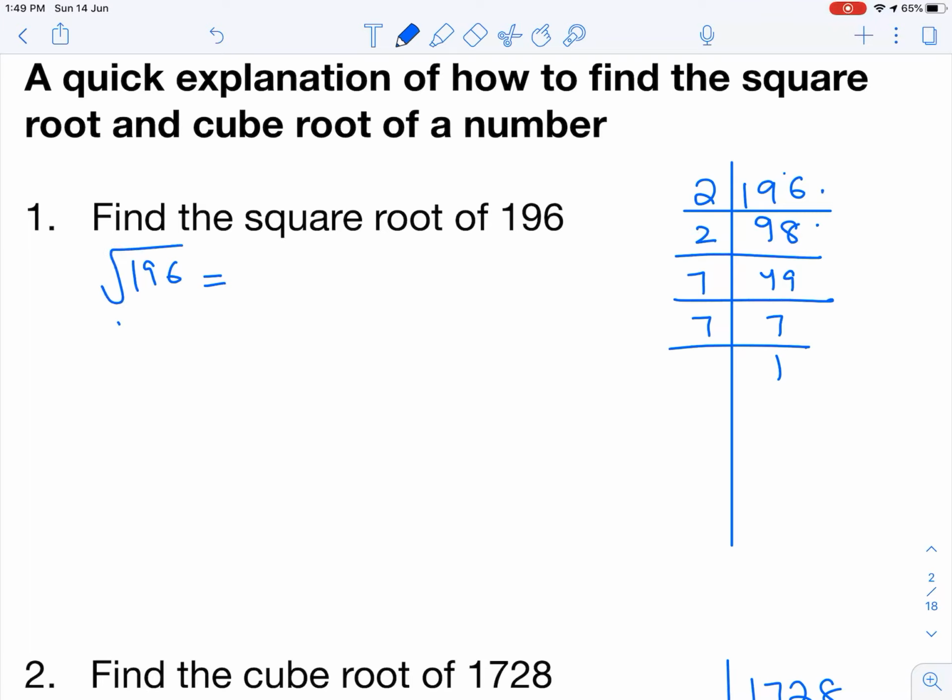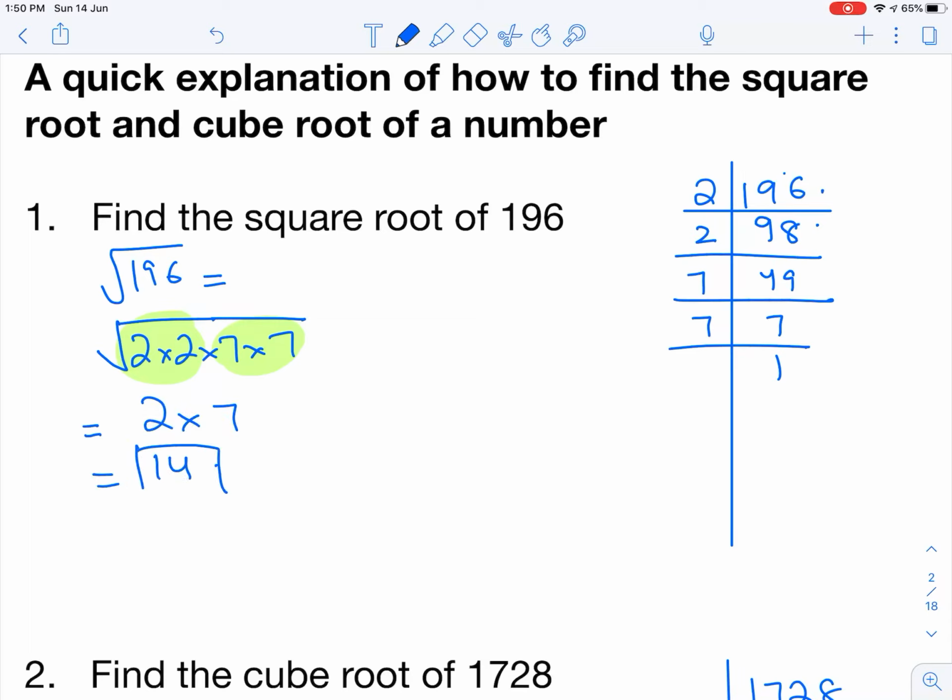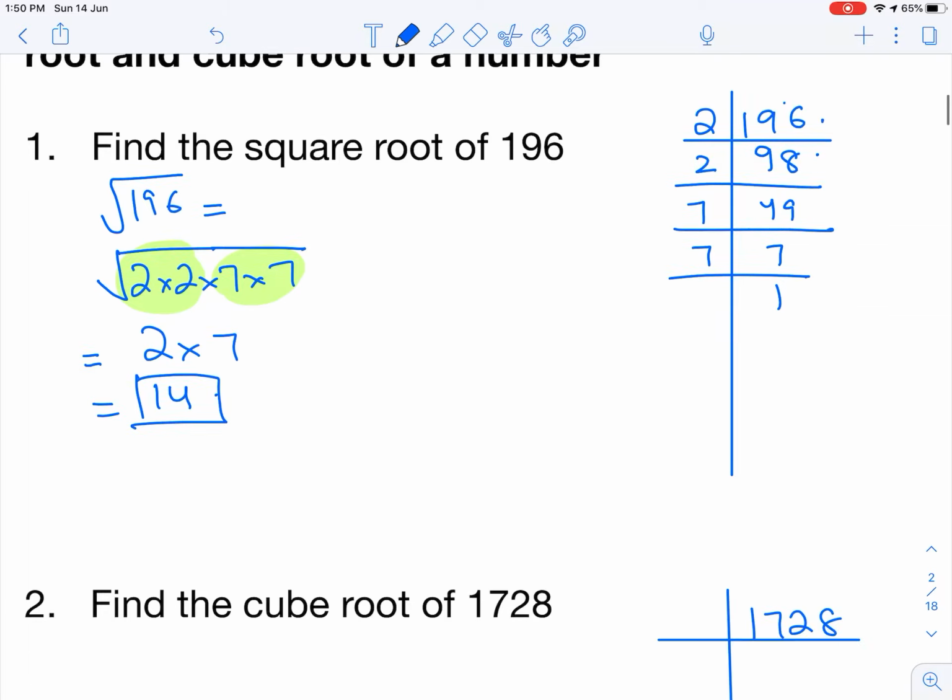To find the square root of 196, we write down the prime factorization inside the square root sign, and then we make pairs of two numbers each. This is one pair, and you have to make pairs of identical numbers. 2 can make a pair with 2 only, not with 7. Once you make the pairs, one number from each pair comes out, so the square root here is 14. This is the answer for the square root of 196.